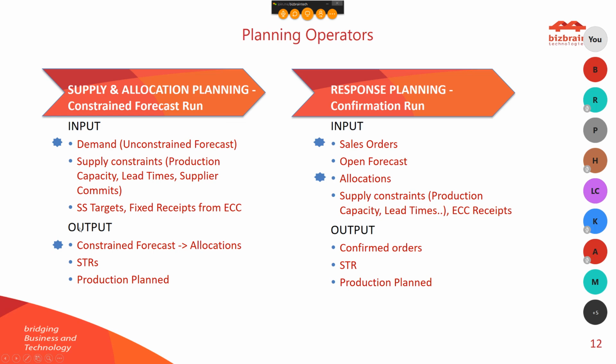The output of this run is your constraint forecast, and I have been repeatedly saying that this constraint forecast turns into allocation, and we will see ahead how it goes. Also STRs, supply proposals, stock transfer requisitions from node to node, and the production planned, how much production we need to have. This is the output of the first run. I am putting some asterisks for uniqueness between the two runs. Here the input is a demand; here the input becomes a sales order and open forecast. Another input is allocation. The supply constraint remains the same, and the outputs are confirmed orders, again STRs and production plan.